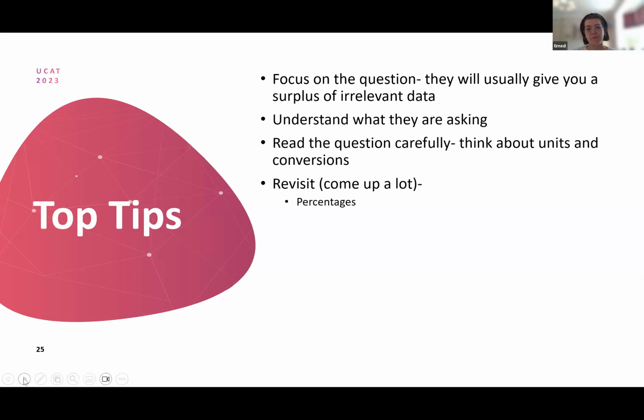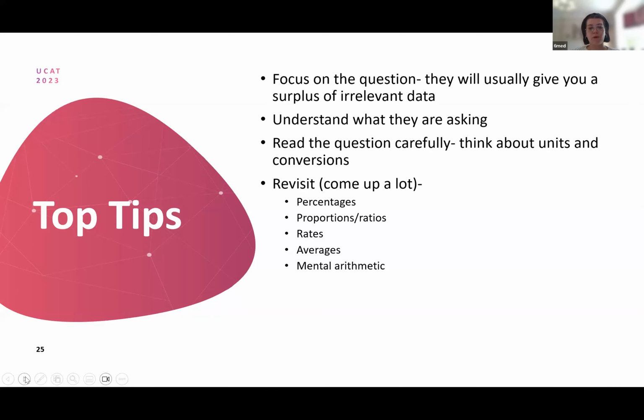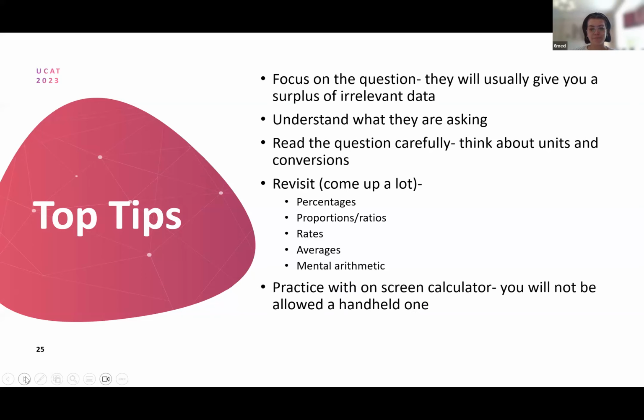These are the topics that come up quite a lot: percentages, ratios, rates, averages, mental arithmetic, so just basic addition, subtraction, multiplication, etc. Those are the things that come up often. So if you know you're very weak on one of those particular things, please revise them. Make sure you practice with your on-screen calculator because you won't be able to use your handheld one.